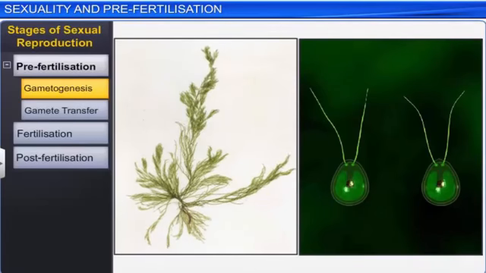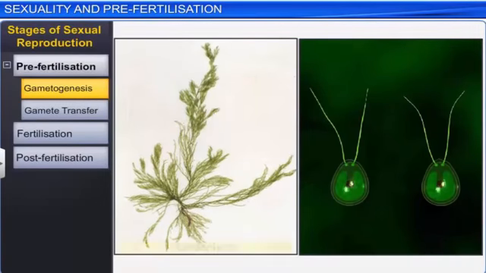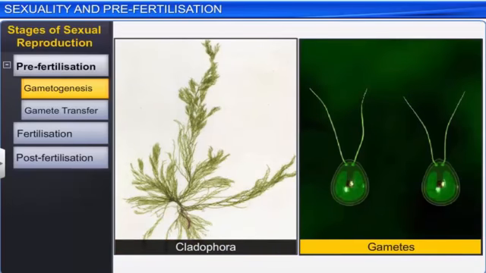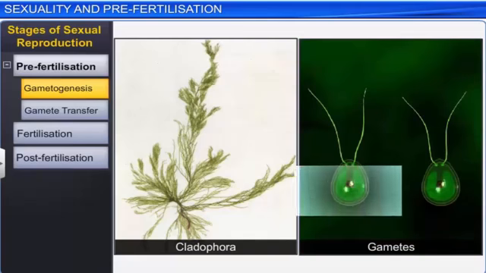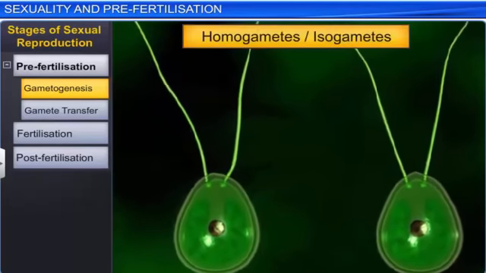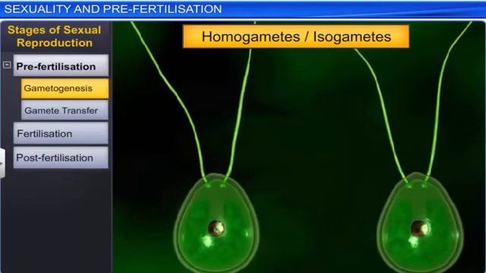However, in the case of some algae such as cladophora, the gametes are so strikingly similar that it is not possible to categorize them as male and female gametes. Such gametes are therefore called homogametes or isogametes.